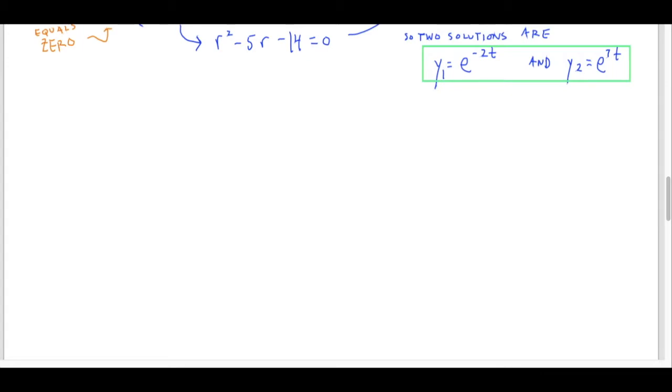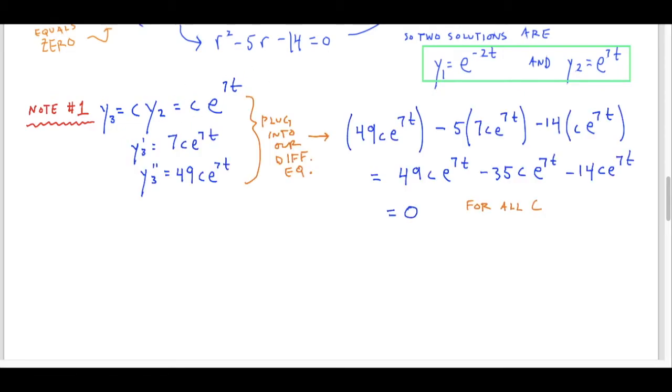First, note that if I were to take one of the solutions I've identified, say y sub 2, and multiply it by an arbitrary constant, here I've written y sub 3 is equal to c times y sub 2. y sub 2 is just e to the 7t. So I've created a new function by taking one of my known solutions and multiplying it by a constant. So note that this new function is also itself a solution of my differential equation.